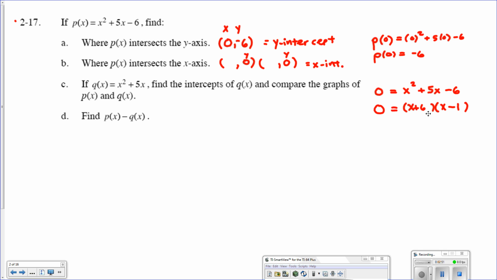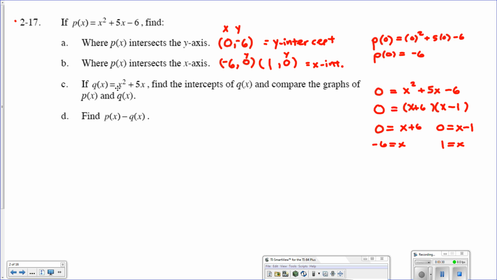Now we have to take that and use our zero product property. So we have 0 is going to equal x plus 6, or 0 could equal x minus 1, because their product is 0. So one of them has to equal 0. When we subtract our 6, we get negative 6 equals x. And over here we get 1 equals x. So when y is 0, our x value is negative 6 or 1. So we have negative 6, 0. Remember, this is a different point than that y-intercept there. And 1, 0.